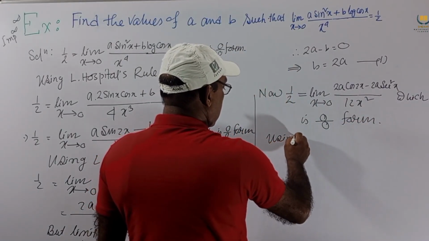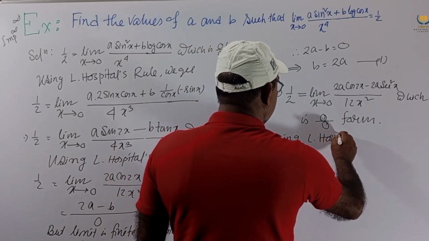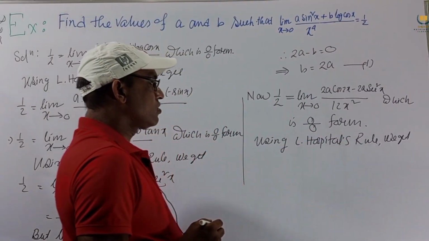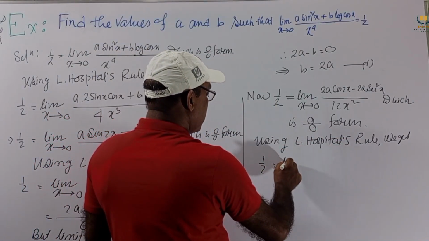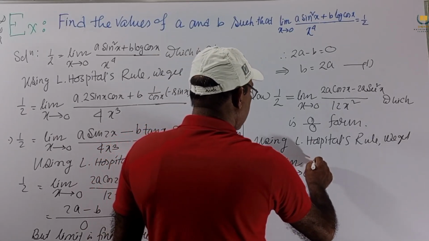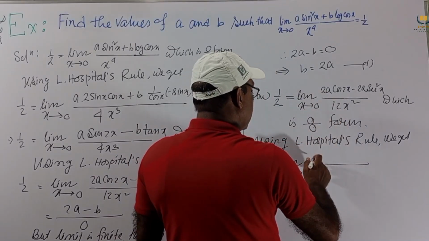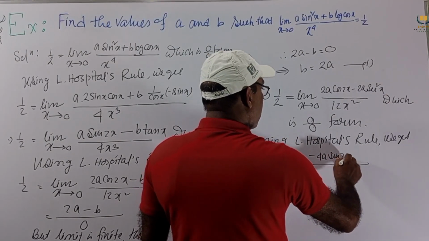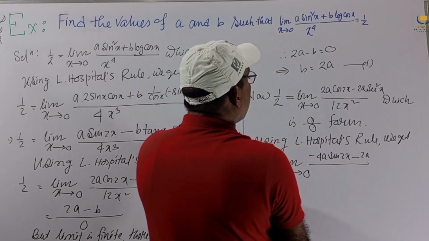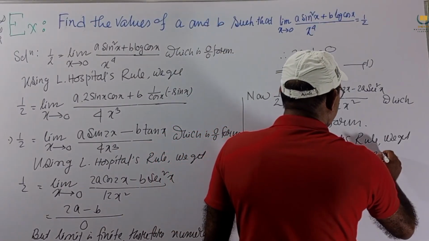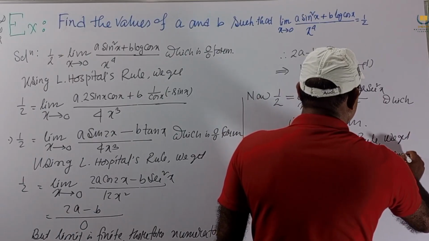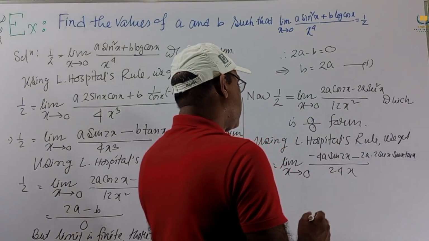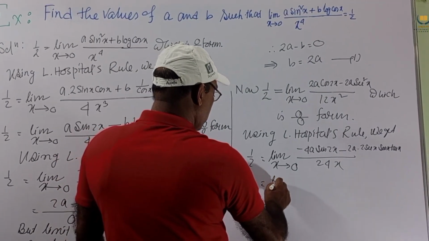Using L'Hospital's rule, we get 1/2 remains the same, limit x tends to 0. The derivative of twice a cos twice x is minus 4a sin twice x, and the derivative of twice a sec squared x is 2 sec x times sec x tan x. The derivative of 12 x squared is 24x.